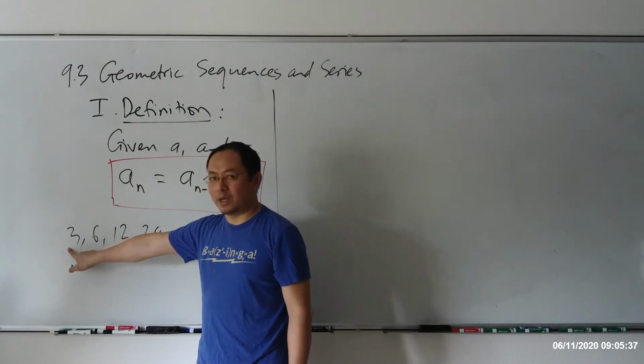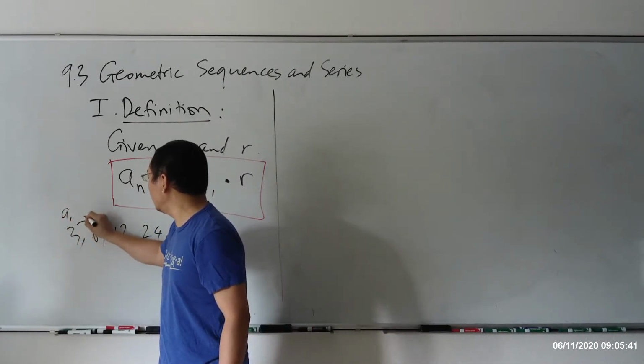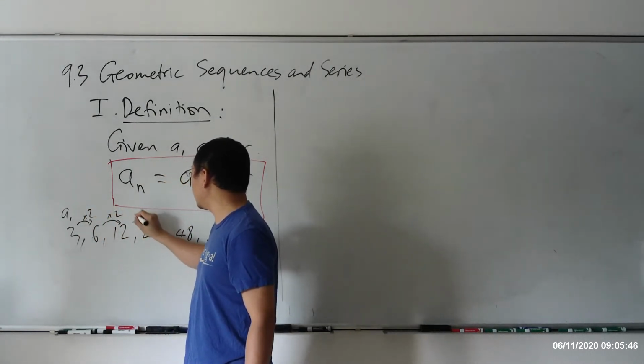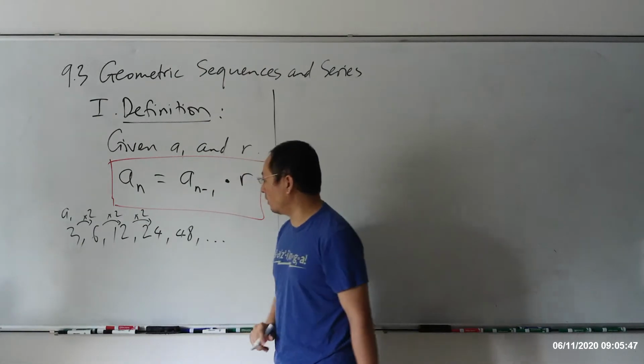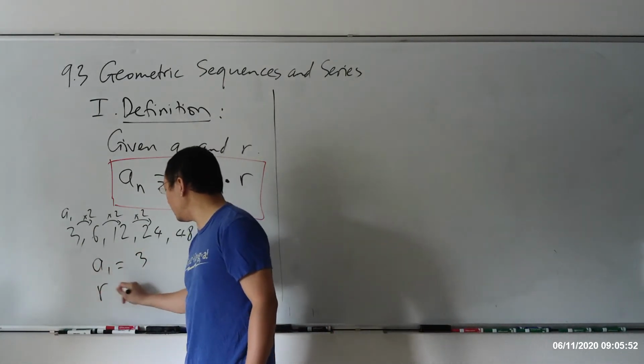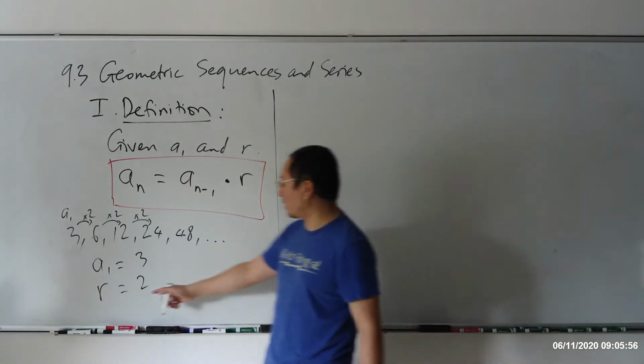3. How do we get 6? Multiply by 2, right? So A1 here is really 3, and then times 2, you got 6, 6 times 2, you got 12, 12 times 2, you got 24, so forth and so on. So A1 here is 3, and R is equal to 2. Okay? See why they call it common ratio?